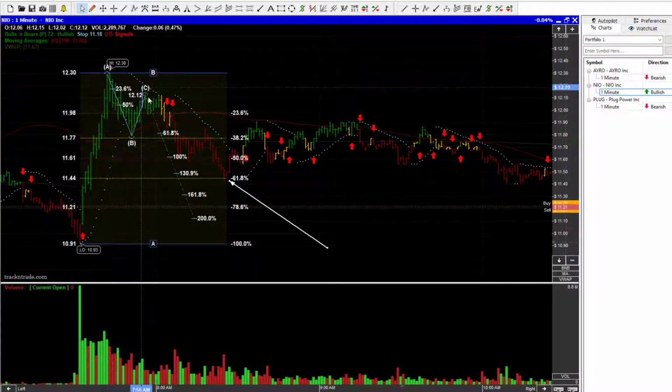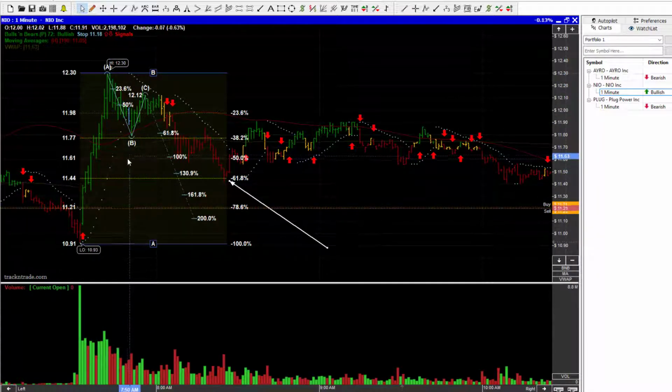So we get this little retracement or this little pullback, and this is really common. Now, it doesn't happen in all stocks, but those are not the ones we're going to be trading.